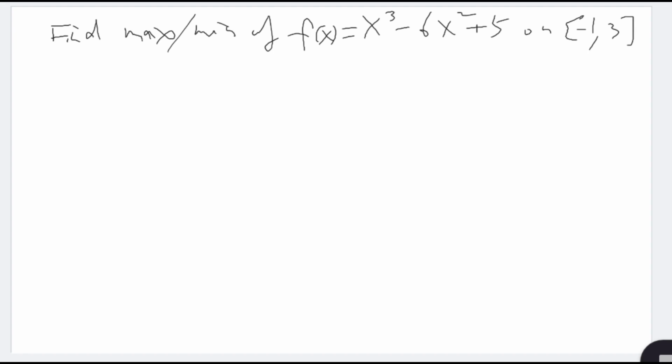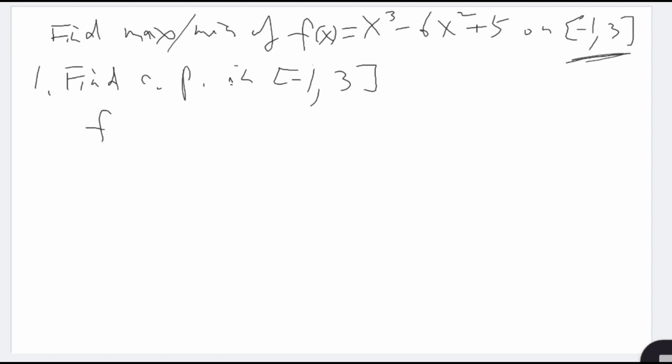First, find critical points in the interval, within the interval -1, 2, 3. That's the given interval. So how do we do that?